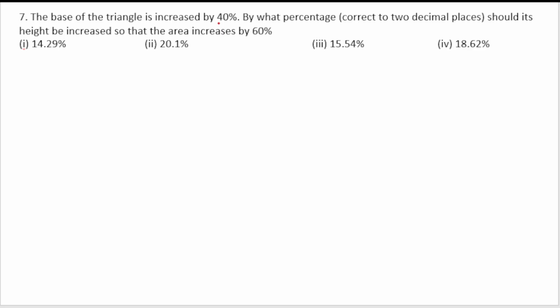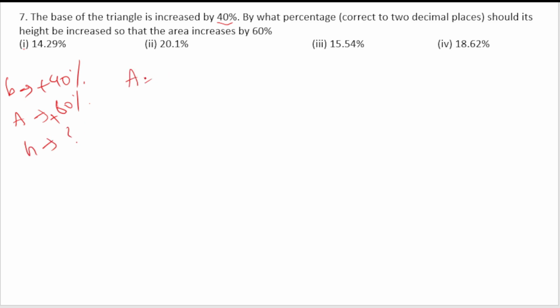The base of a triangle is increased by 40%. Base of a triangle is increased by 40%. By what percentage should its height be increased so that the area is increased by 60%? See, the base is increased by 40% and area increases by 60%. And how much should height be increased?